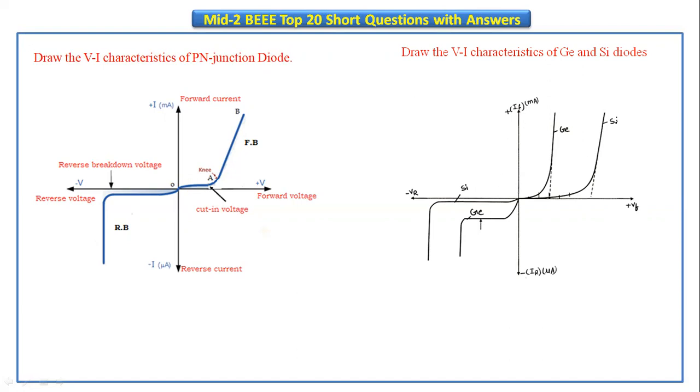If we take the silicon diode, we know that the cut-in voltage of silicon is 0.7 volts, so it starts conducting from 0.7 volts. While in the case of germanium, the cut-in voltage is 0.3 volts. It starts conducting from 0.3 volts. And this is the reverse bias characteristics of silicon, and this is the reverse bias characteristics of germanium. This is about the germanium. If we combine the germanium and silicon characteristics, we will get the characteristics like this.